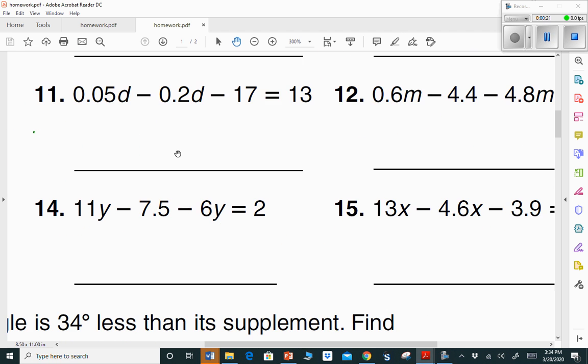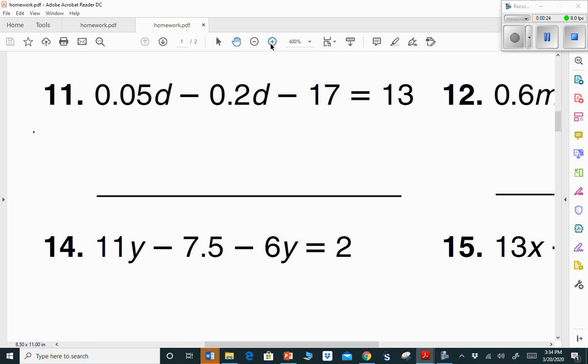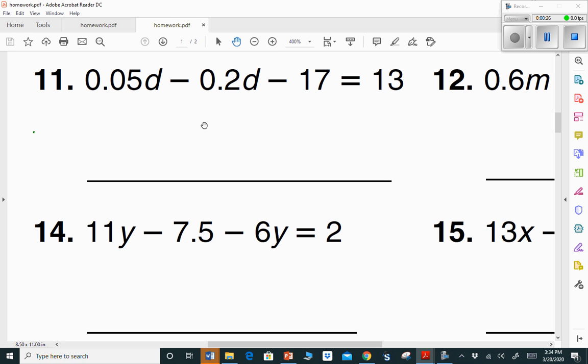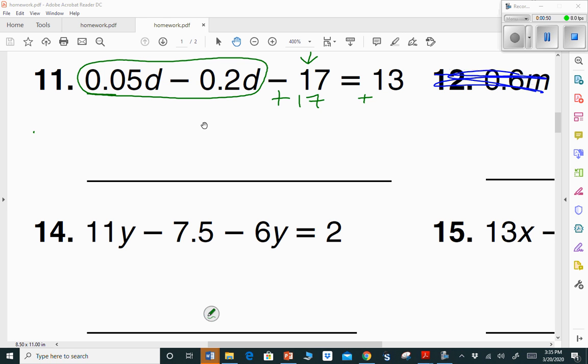Let's go ahead and copy problem number 11. Okay, so it involves some decimals, but that should be okay, especially since you can use your calculator. We've got all our D terms over here, so let's just leave the D's over there. Minus 17, we need to get rid of that, so we're going to put plus 17. We'll do that to both sides. So this equals 30 over here. This goes away, and we can combine these terms.